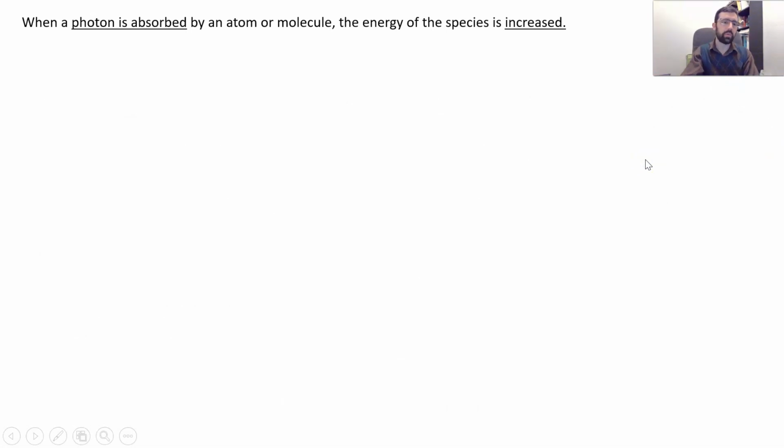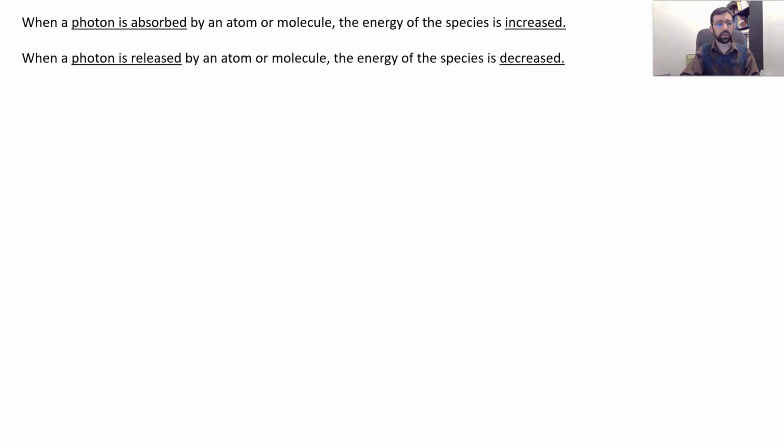All right, so continuing on, when a photon is absorbed by an atom or molecule, the energy of the species is increased. So again, if a photon is being absorbed by a species, the energy goes up. When a photon is released by the atom or molecule, the energy of the species is decreased.